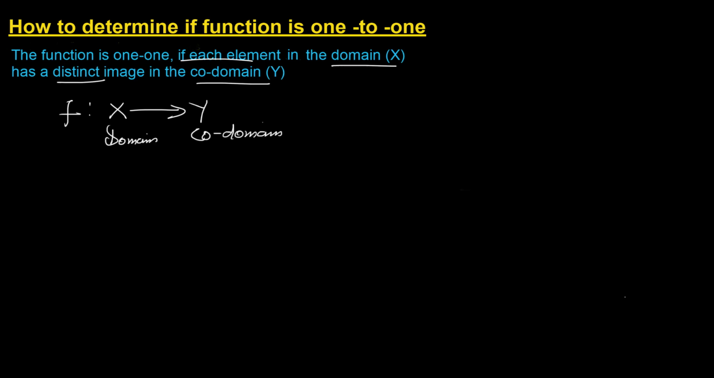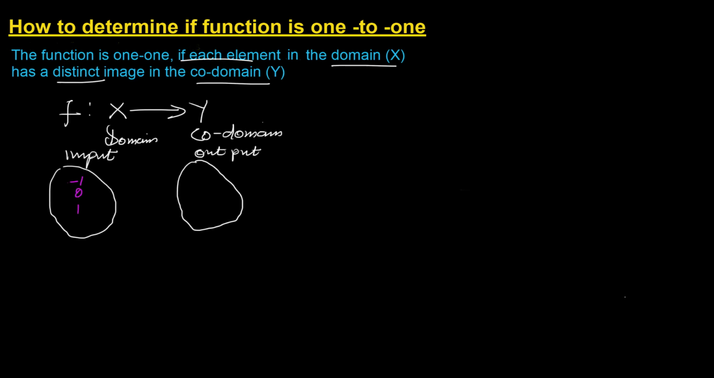So for a visual, we can say that we have this as our input. Recall that the input is the domain and we have our output. If we pick elements from the domain, let's say we have -1, 0, 1 and 2, and in the output we have -1, 1, 3 and 5.